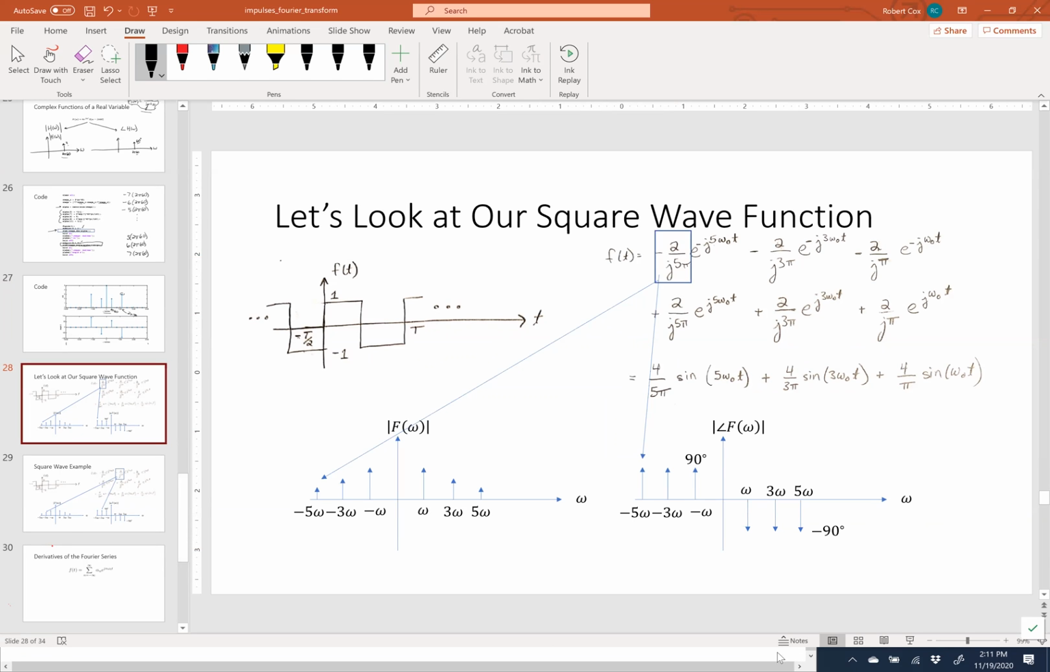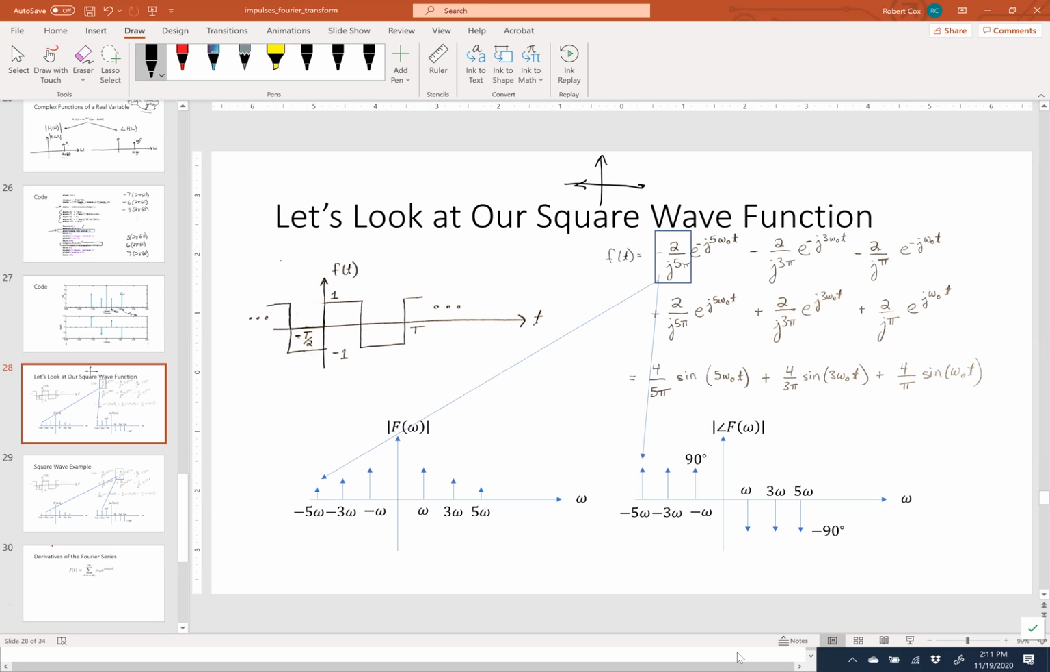What's the magnitude of that? -2 over J5 pi. What's the magnitude of that number? 2 over 5 pi. Why isn't the negative sign there? Magnitude is always positive, right? Magnitude is the absolute value. So if I have a -1, what angle is -1? So think about where -1 would be in the complex plane. -1's over that way in the complex plane. 180 or -180. All right.